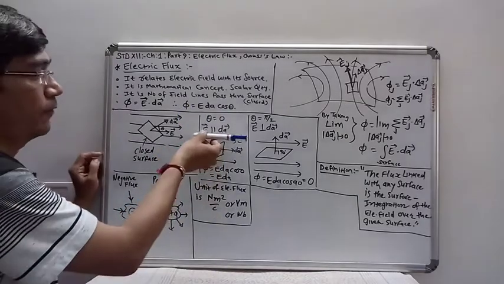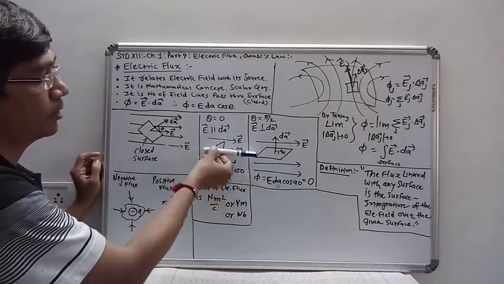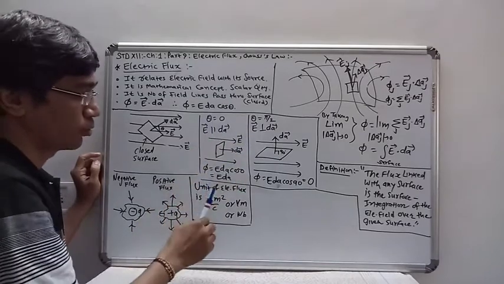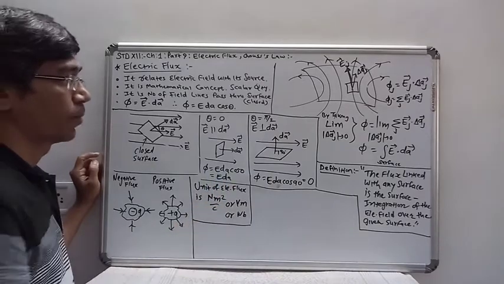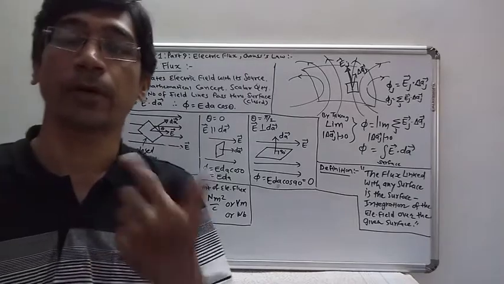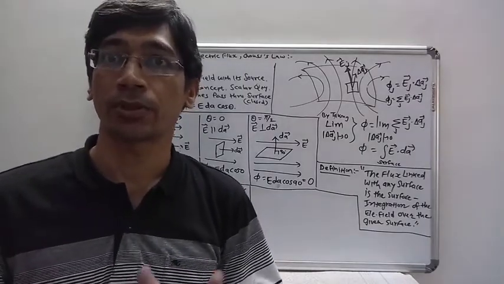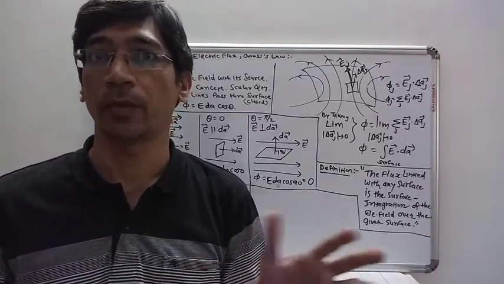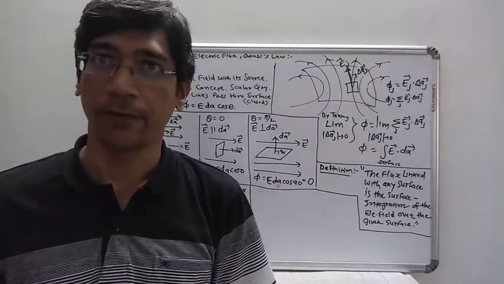If the electric field and surface area are parallel to each other and in the same direction, then angle theta is 0. So phi is equal to E dA cos 0, which is E dA. If the surface area and the electric field are perpendicular to each other, then flux is E dA cos 90, which is equal to 0. So there is no flux coming out when the surface area is perpendicular to the electric field.